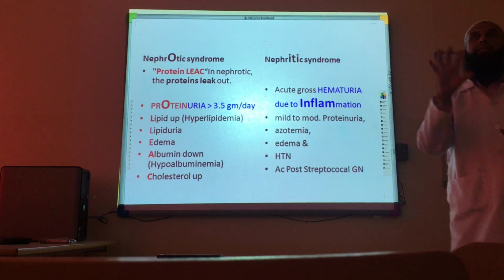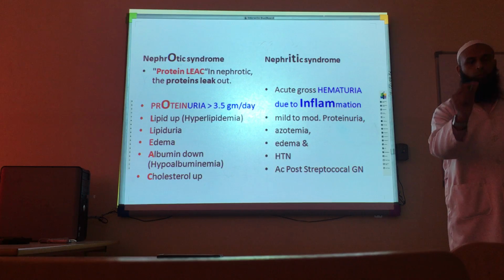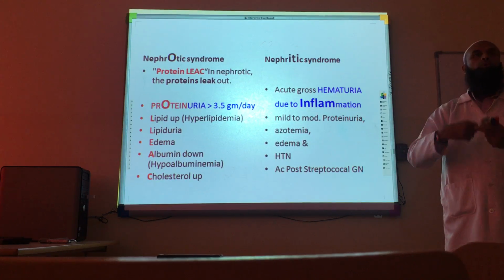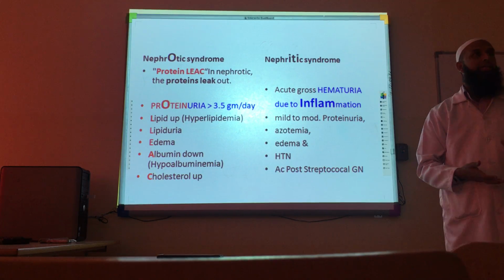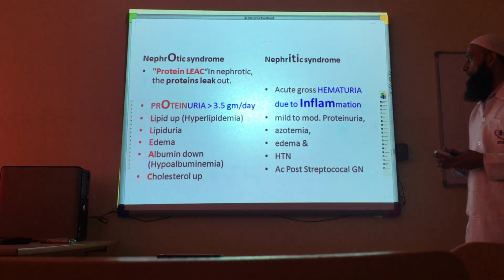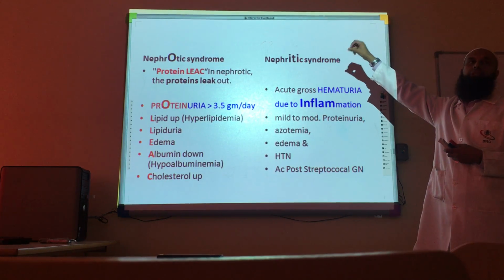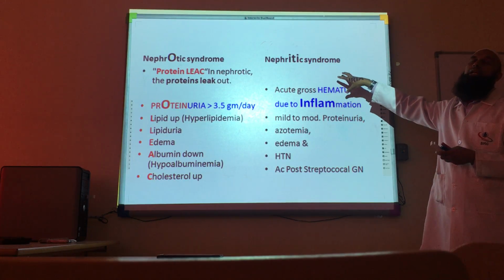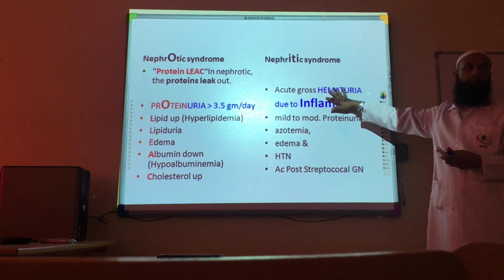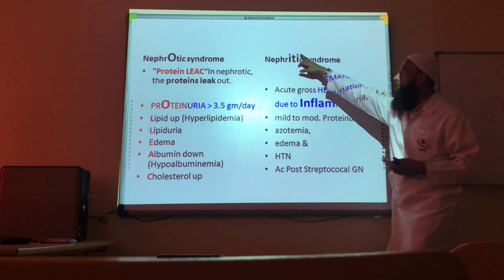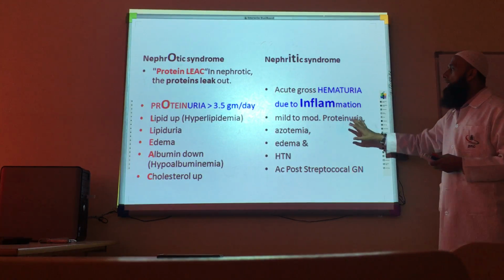There is another type of hematuria which is called microscopic, which you cannot see when you look at the urine, but once you go for chemical analysis or urine analysis, you can find that there is blood. So in nephritic, the major feature is itis, or inflammation, which is causing hematuria. You can remember itis is inflammation which is causing hematuria.